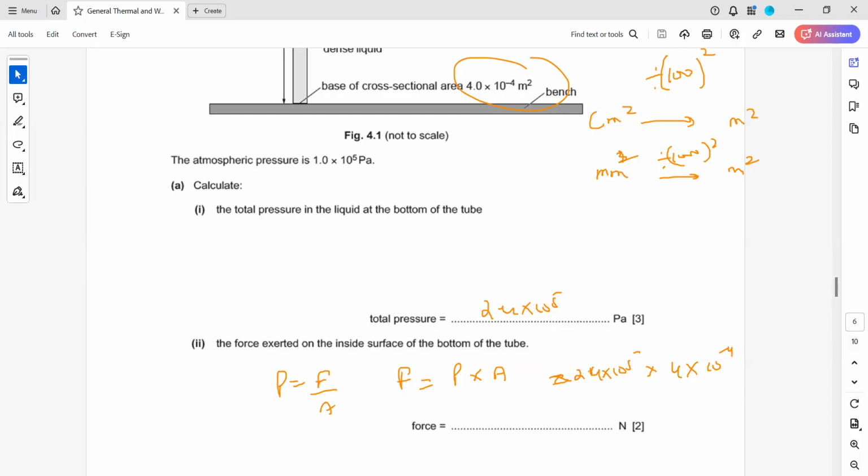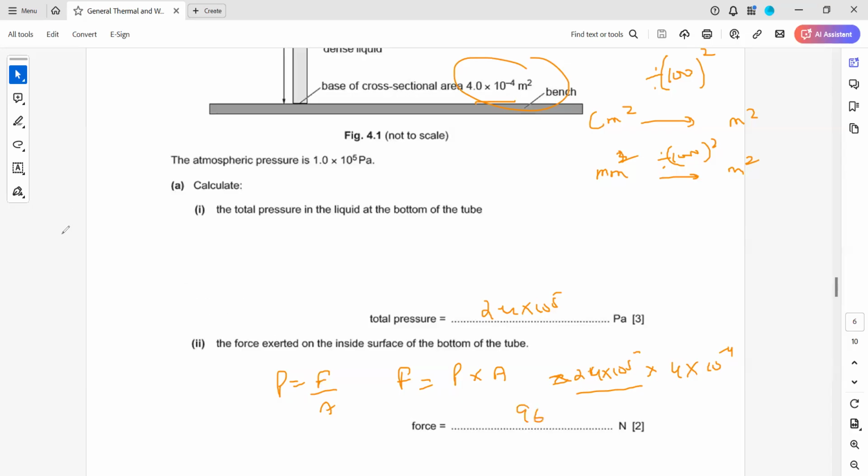What's the answer for this? 2.4 exponent 5 multiplied by 4 exponent minus 4. You have to multiply them. And this was 2.4 exponent 5. So it will be 96 newtons.